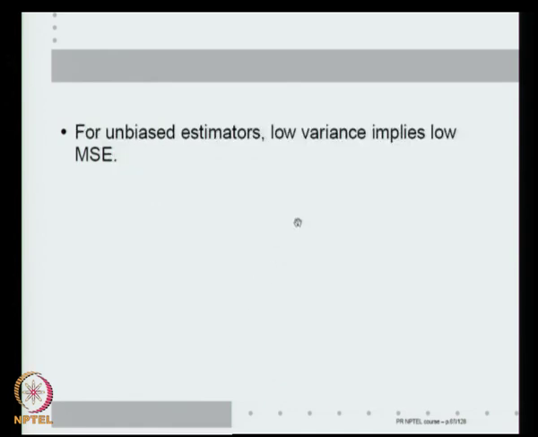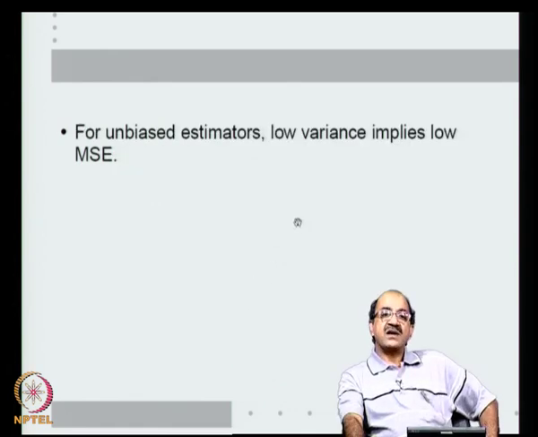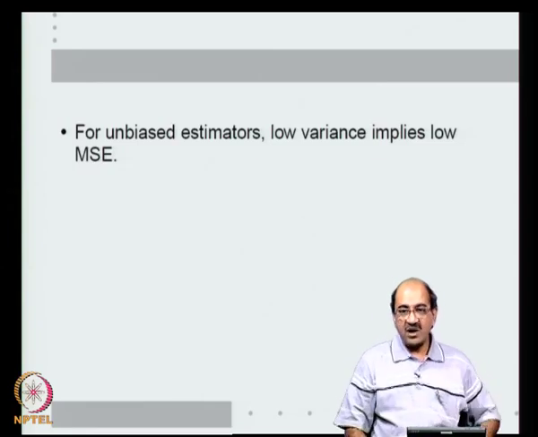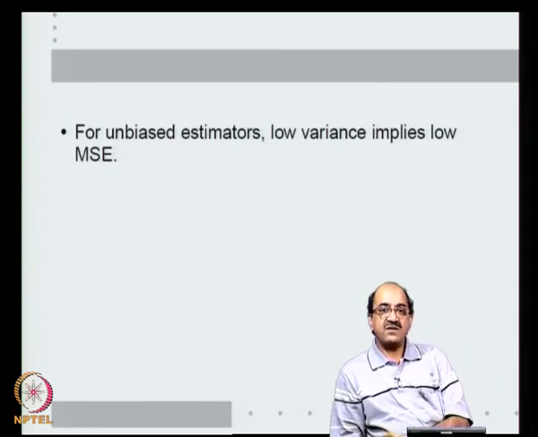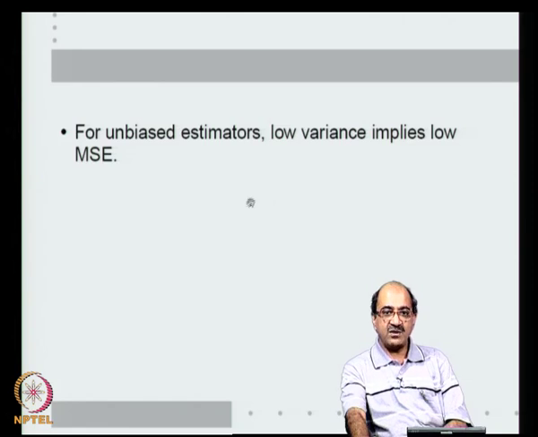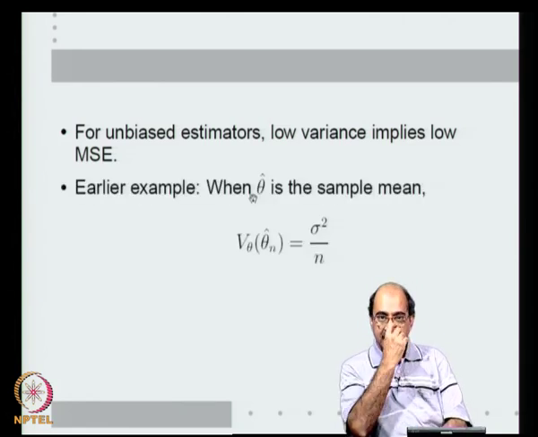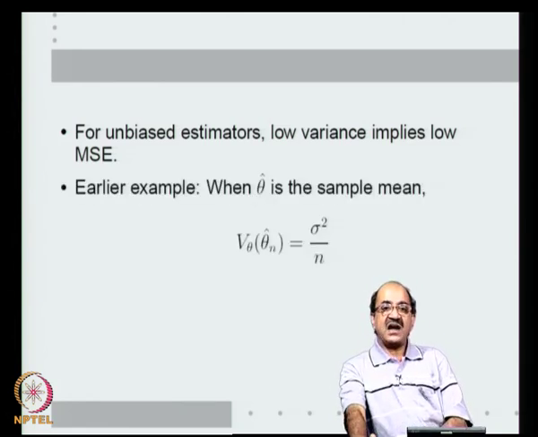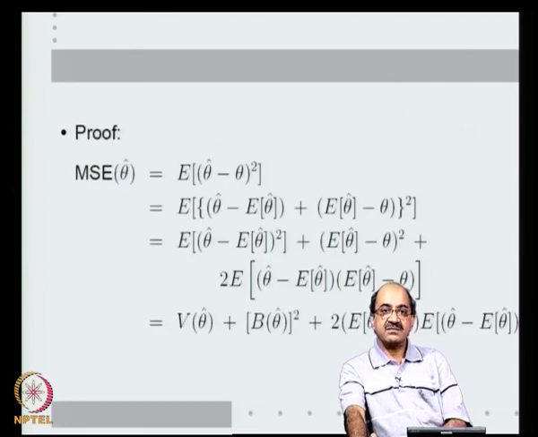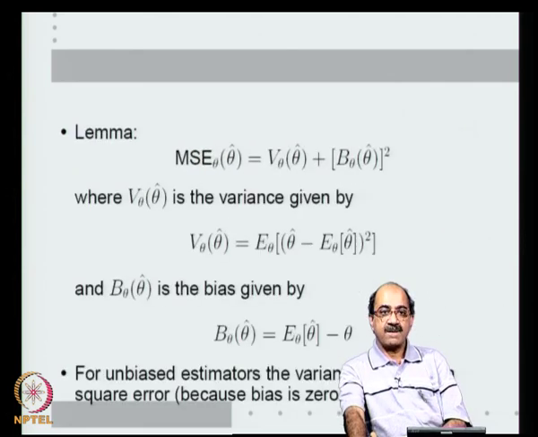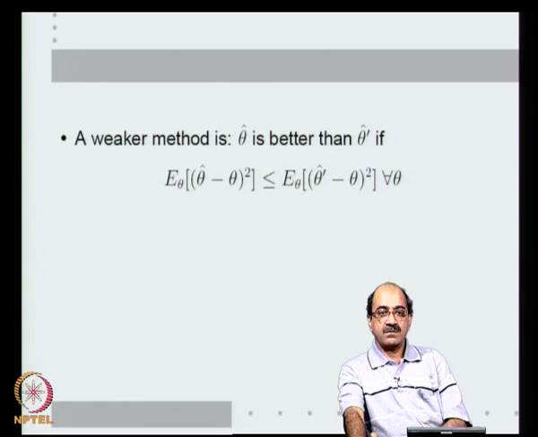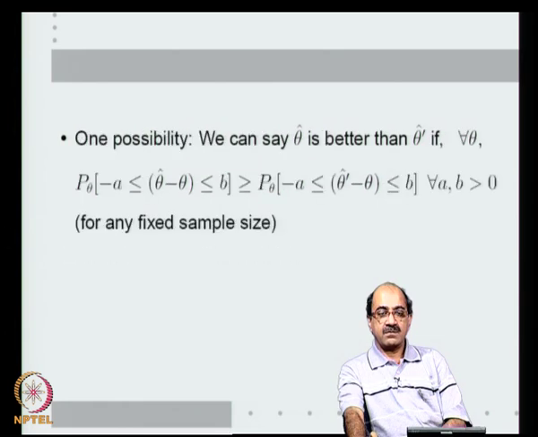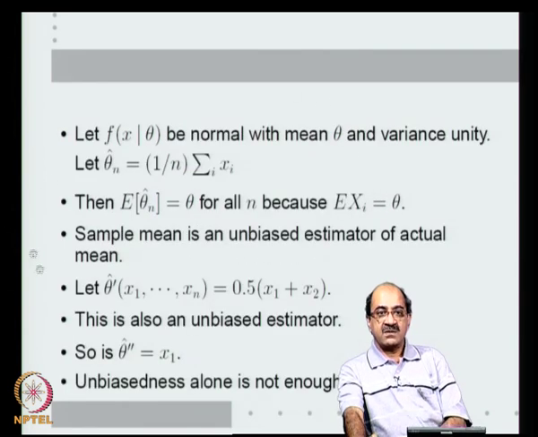So, for unbiased estimators, low variance implies low mean square error. So, among all unbiased estimators, I can choose the one which has lower variance. So, if I go back to my earlier estimates, when theta hat is the sample mean estimator, because the xi's are independent random variables, the variance of a sum of independent random variables is the sum of variances.